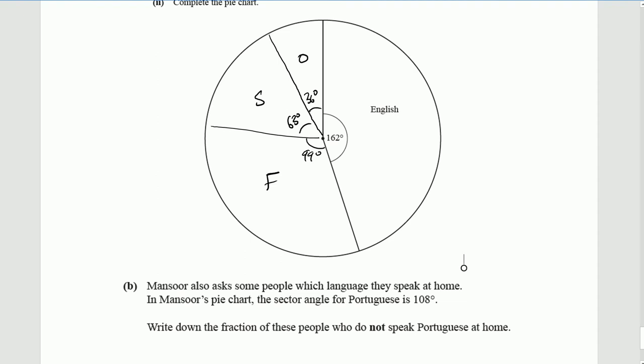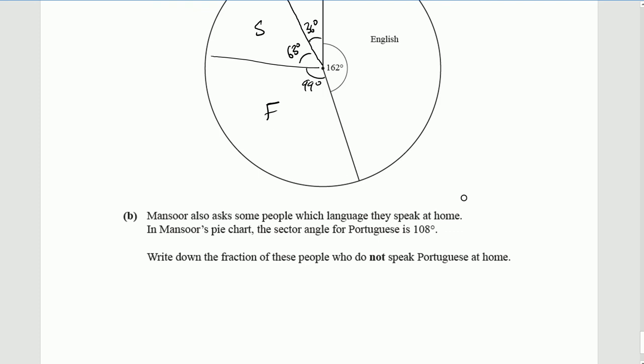Mansour also asked some people which language they speak at home, and in his pie chart, the sector angle for Portuguese is 108 degrees. And I want to write down the fraction of people who do not speak Portuguese at home. Well, if 108 degrees represents the people who speak Portuguese, I need to take that from 360 if I want to find the number of people who don't, or at least the angle that represents them. That's 252 degrees. The fraction we're looking for, well, that 252 is being taken out of a circle with 360 degrees in it. If I type that into my calculator, that fraction will be expressed in its lowest terms, which is 7/10.